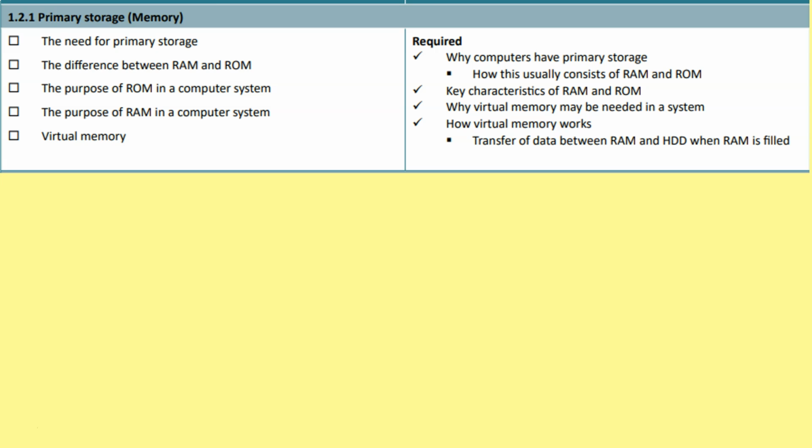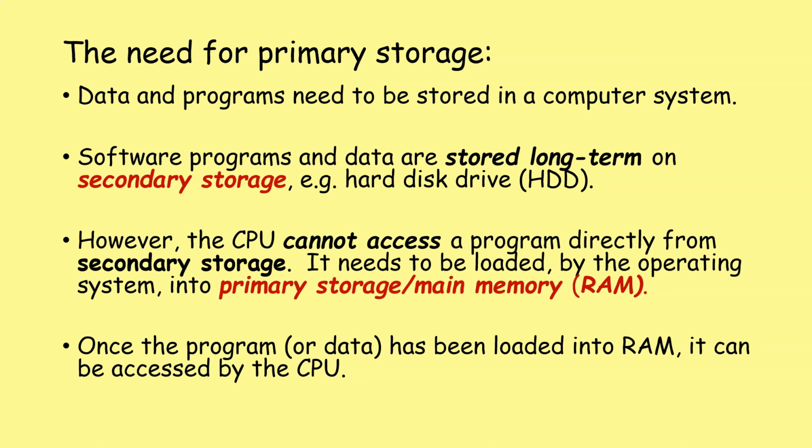1.2.1 Primary storage, main memory. The need for primary storage. Data and programs need to be stored in a computer system. Software programs and data are stored for the long term on secondary storage devices, for example, a hard disk drive, an HDD. However, the CPU cannot access a program directly from secondary storage.